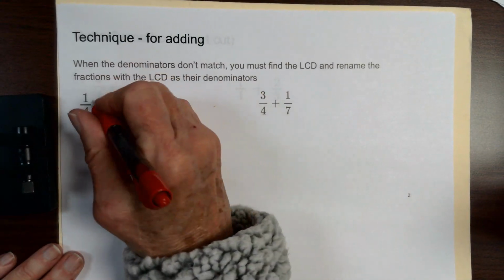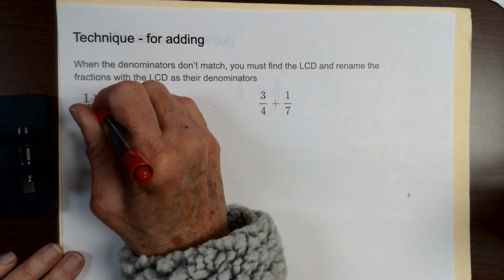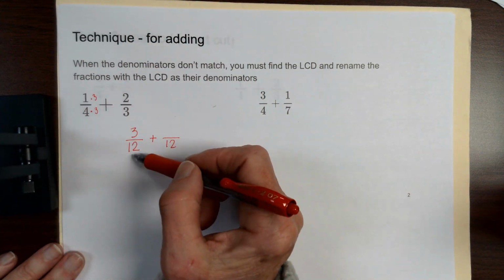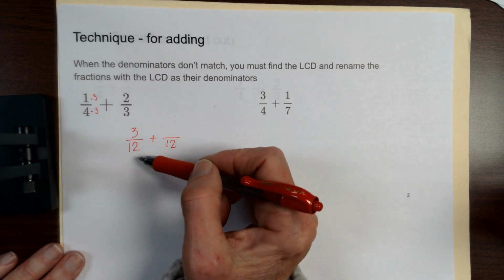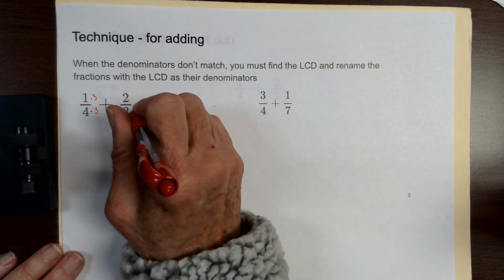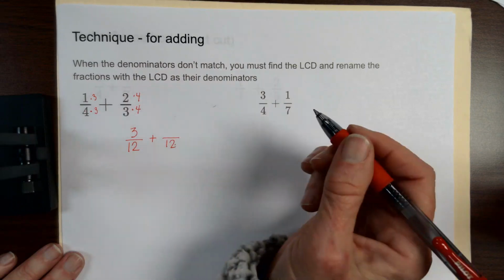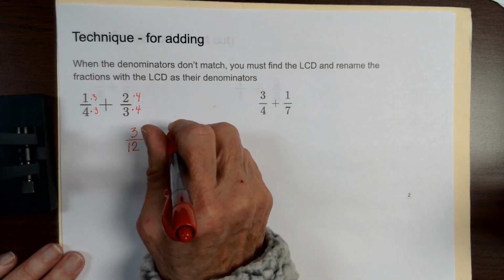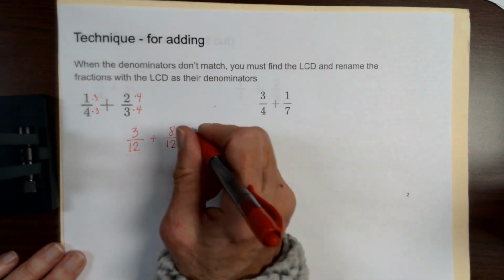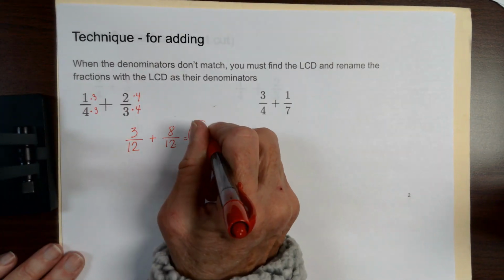So if I go 4 and I go, what times 4 equals 12? 4 times 3, so I'd have to multiply the top and the bottom by 3. So 1/4 can be renamed to 3/12. Well, obviously if you reduce 3/12, it does reduce to 1/4. For 2/3, I need to multiply the 3 times 4 to get 12, so therefore I multiply the top times 4 as well. So that's going to give me 8/12. Now the denominator matches, so I just have to add the numerators. So that gives me an 11 over 12.